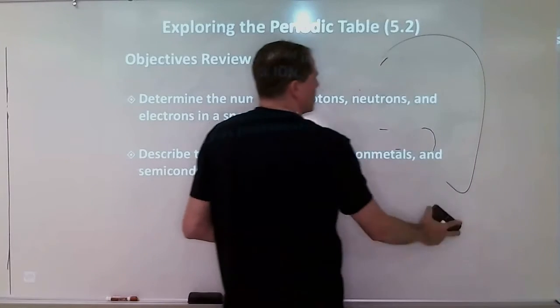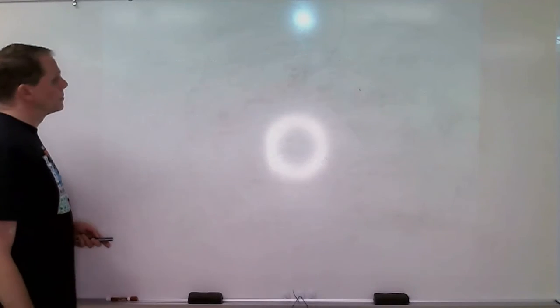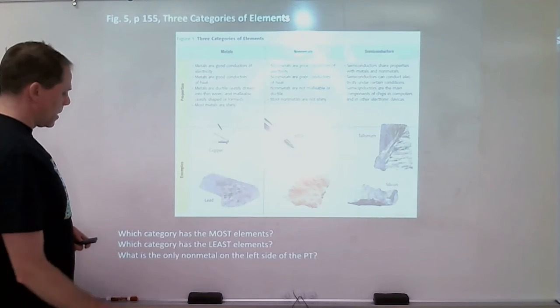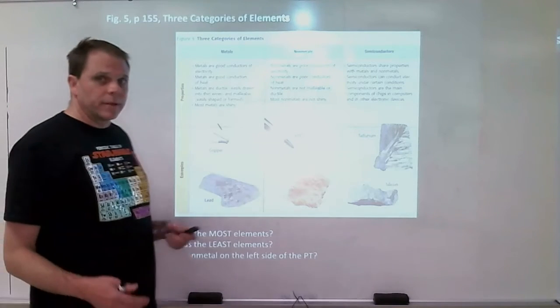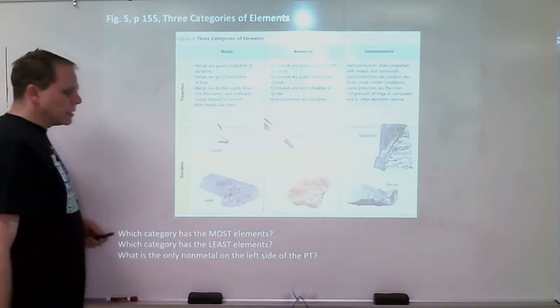Now let's see if we can answer those questions. What were those questions again? Oops, went too far. Went the wrong way is what it did. Okay, let's look at those questions again. Which category has the most elements? Now you can answer. Metals, right. Which category has the least elements?